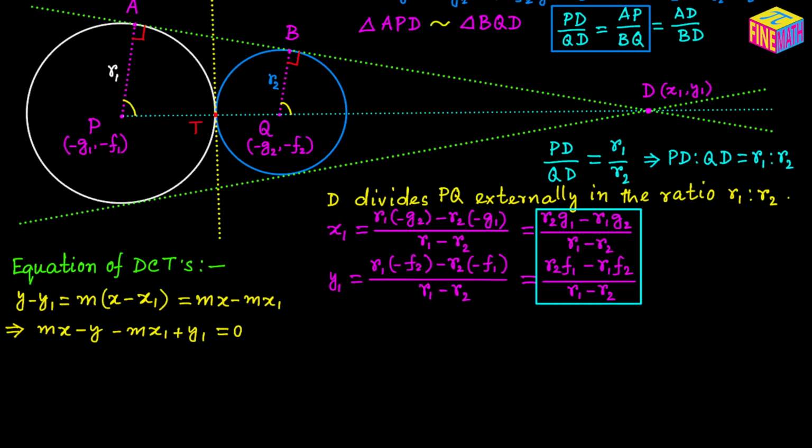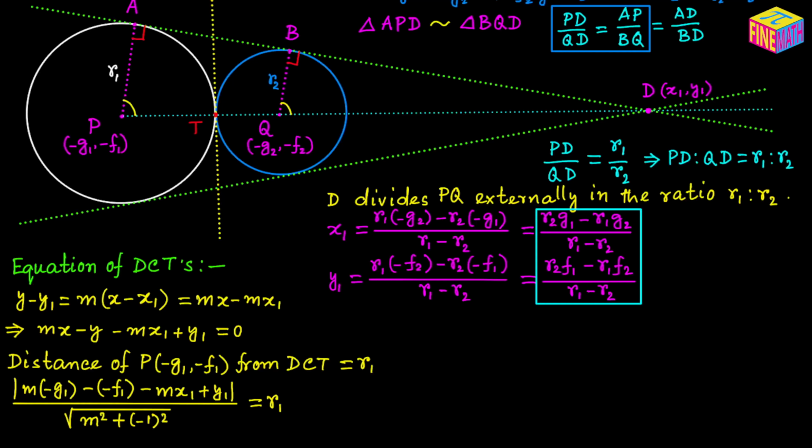We are going to find the distance of the center P from the direct common tangent, and that distance would be equal to r sub 1. And now we are going to use the formula for the distance of a line from a given point, and using the formula we can say that the distance of the point P whose coordinates are (negative g sub 1, negative f sub 1) from this DCT whose equation has been taken as mx minus y minus mx sub 1 plus y sub 1 equals 0 can be written like this, and that is obviously equal to r sub 1. That's the radius of the larger circle. I have created a separate video on the formula for the distance of a line from a given point. I have shared the link in the description. Feel free to watch that video.